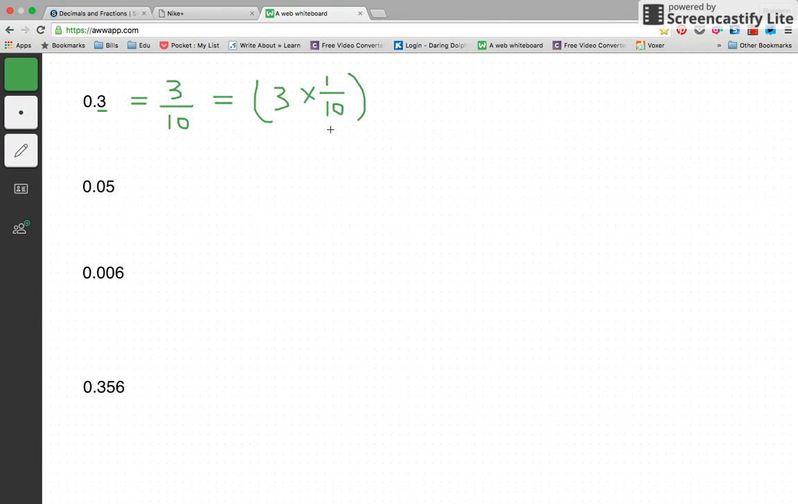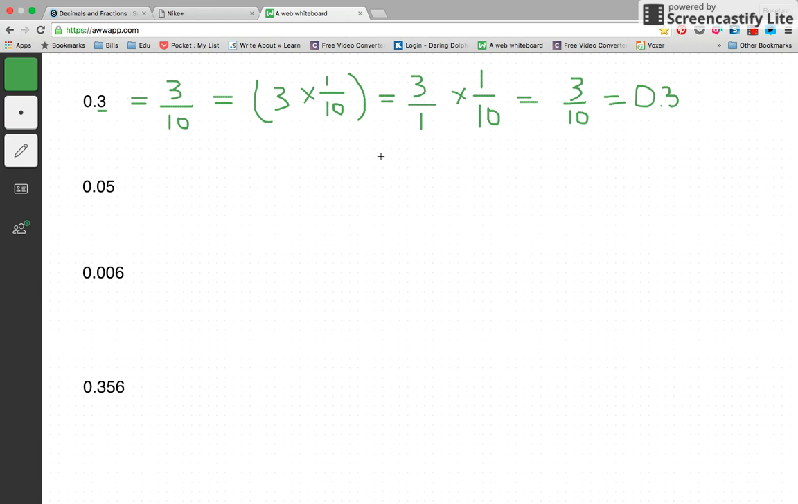I won't do this for all of these, but let's just go back and double check it. Using, again, what I know about multiplying fractions, I can solve this or prove it right by actually multiplying 3 times 1/10. So I've changed my whole number into a fraction. If I were to multiply straight across, I'm going to get 3/10, which we know written as a decimal is this.